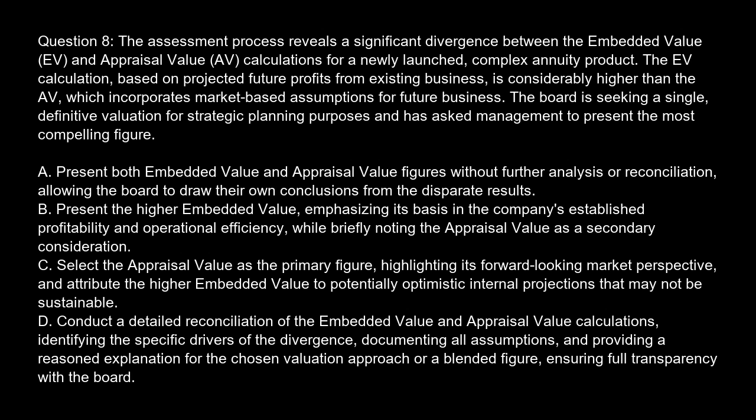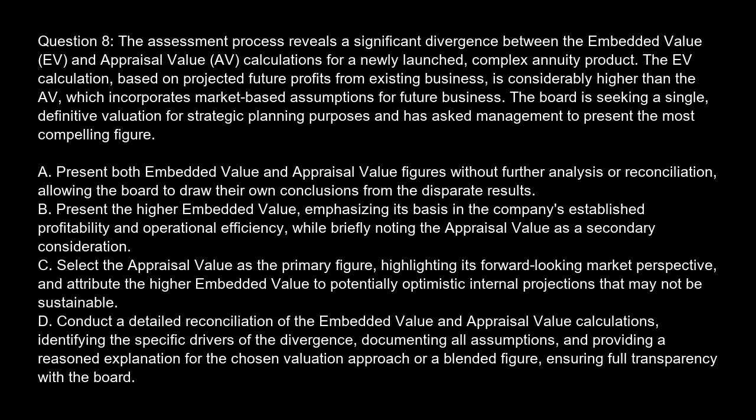Option A. Present both embedded value and appraisal value figures without further analysis or reconciliation, allowing the board to draw their own conclusions from the disparate results. Option B. Present the higher embedded value, emphasizing its basis in the company's established profitability and operational efficiency, while briefly noting the appraisal value as a secondary consideration. Option C. Select the appraisal value as the primary figure, highlighting its forward-looking market perspective, and attribute the higher embedded value to potentially optimistic internal projections that may not be sustainable.